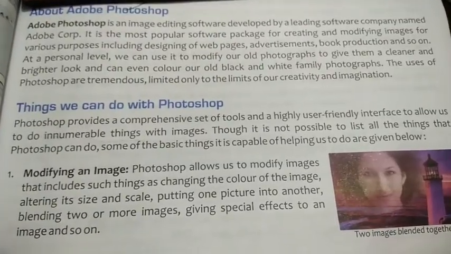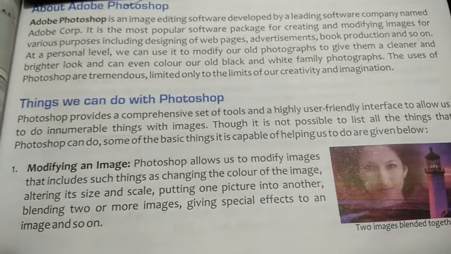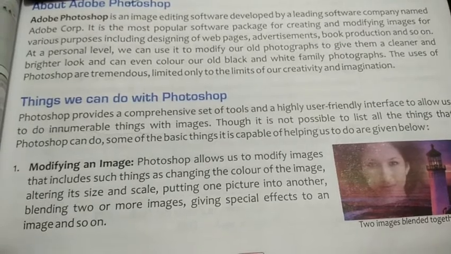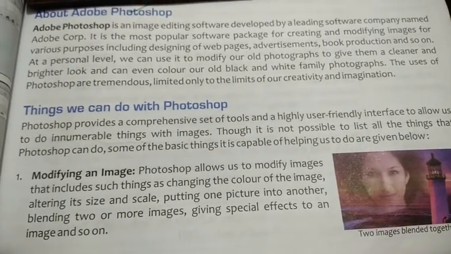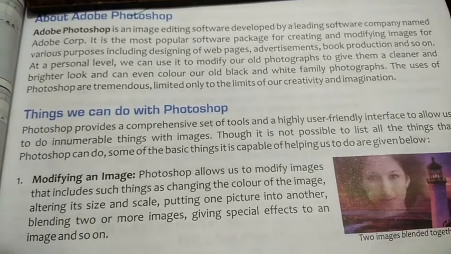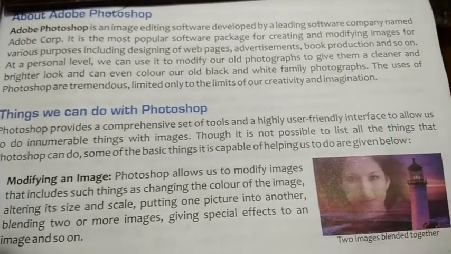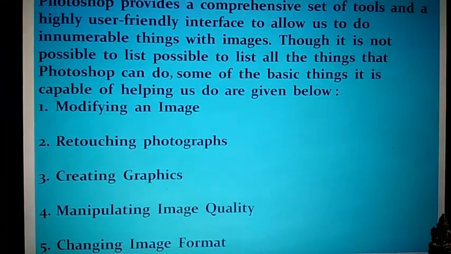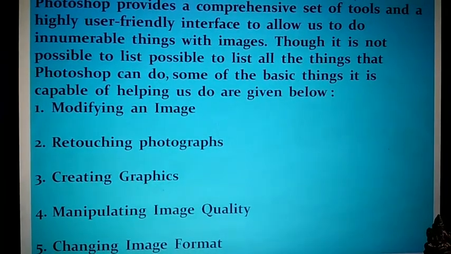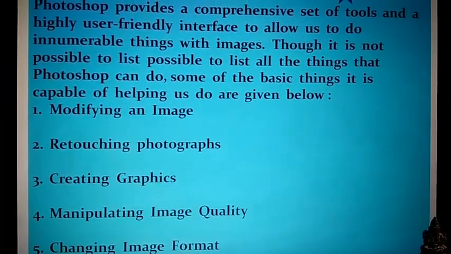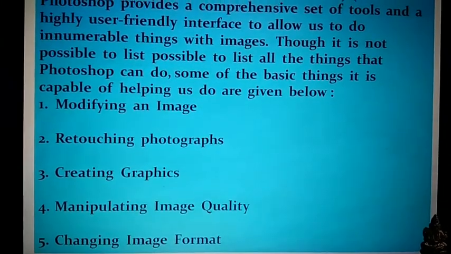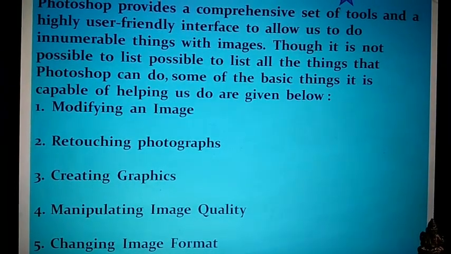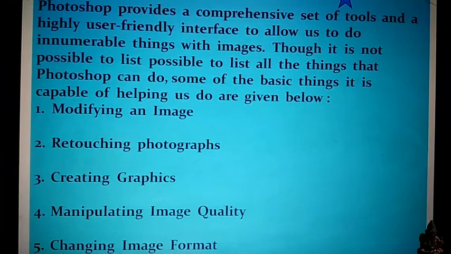Now look, first, modifying an image: Photoshop allows us to modify images, which includes changing the color of the image, altering its size and scale, putting one picture into another, blending two or more images, giving special effects to an image and so on. This is two images blended together. Next, retouching photographs: Photoshop allows us to retouch images to give them a cleaner, smoother and brighter finish. Next, creating graphics: Photoshop allows us to create buttons, icons and other kinds of graphics for websites, different kinds of documents and publications.